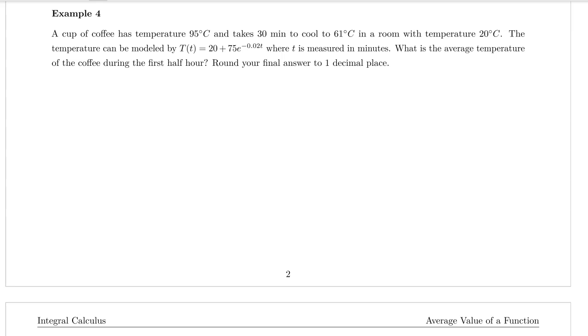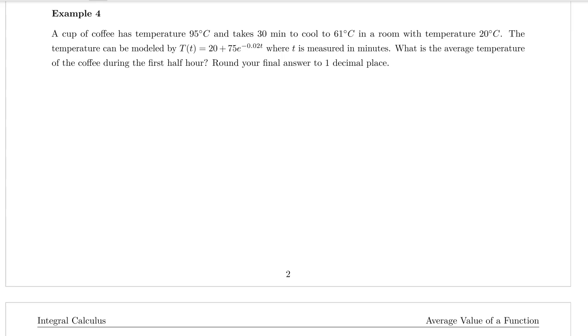Example 4 says a cup of coffee has temperature 95 degrees Celsius and takes 30 minutes to cool to 61 degrees Celsius in a room with temperature 20 degrees Celsius. The temperature can be modeled by the function T(t) = 20 + 75e^(-0.02t), where t is measured in minutes. What is the average temperature of the coffee during the first half hour? Round your answer to 1 decimal place.